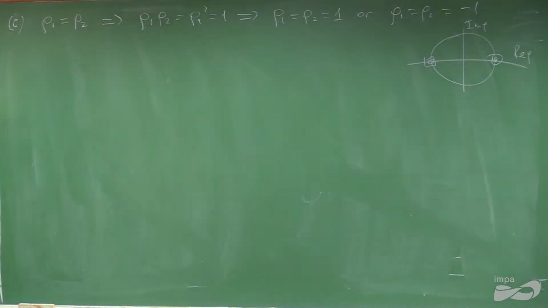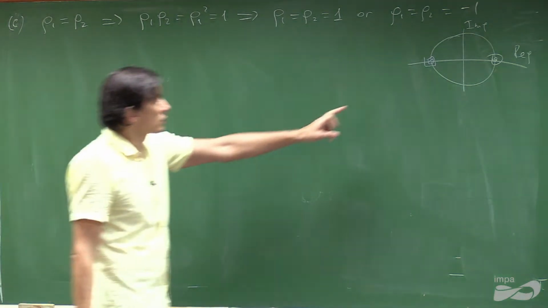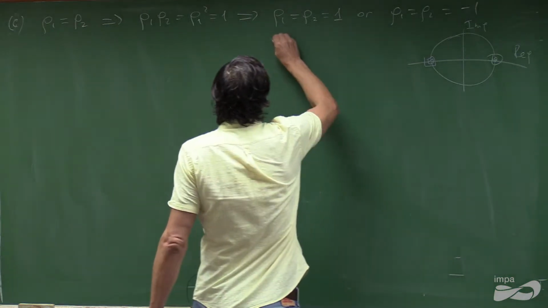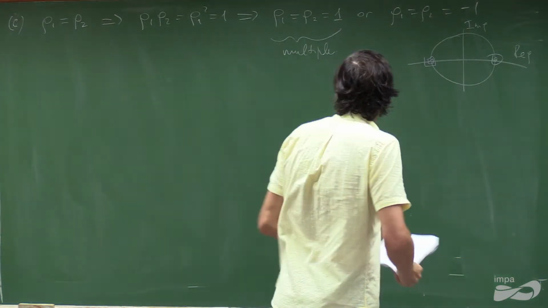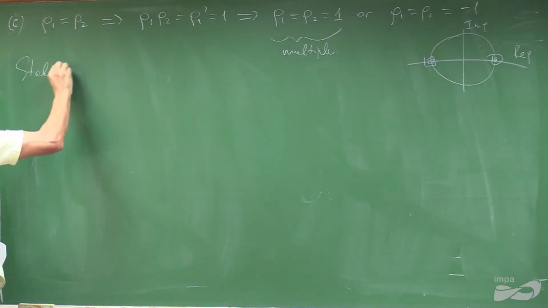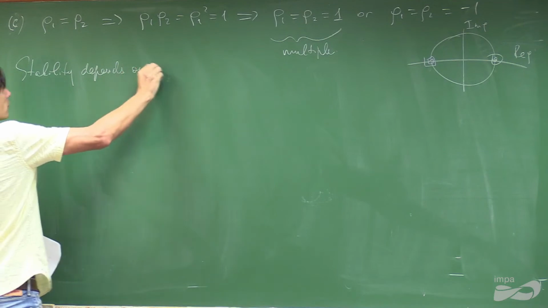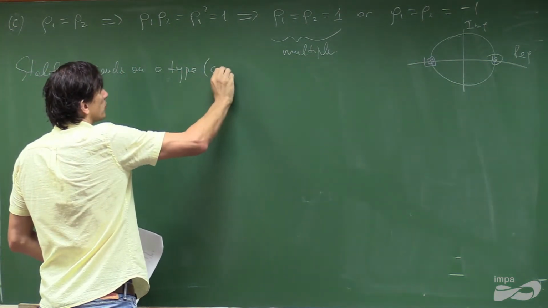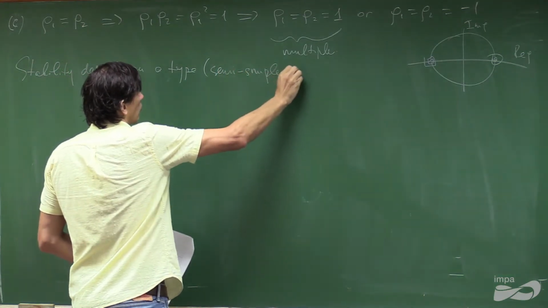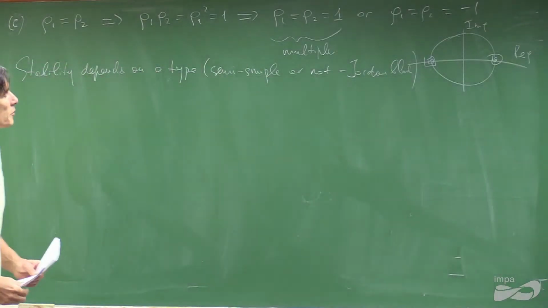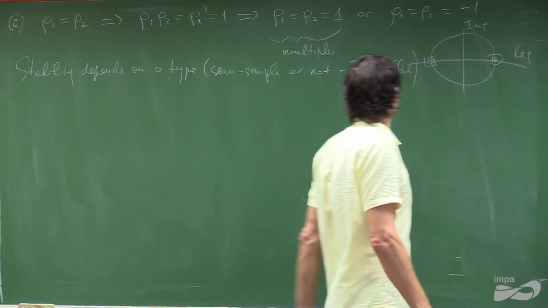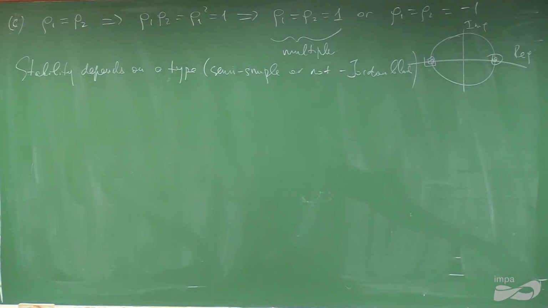So there are three cases: two real and different, unstable; two on the unit circle, stable; and two met together. This means that they are multiple. In that case, remember, stability depends on whether they're simple or semi-simple. Stability depends on the type: simple, semi-simple, or not, which means a Jordan block. If it's semi-simple, then we know it's stable. If it gives a Jordan block, it's unstable. So that's the criterion, that's Floquet's theorem that we saw before. But that case is actually a boundary case, so that's not so important.